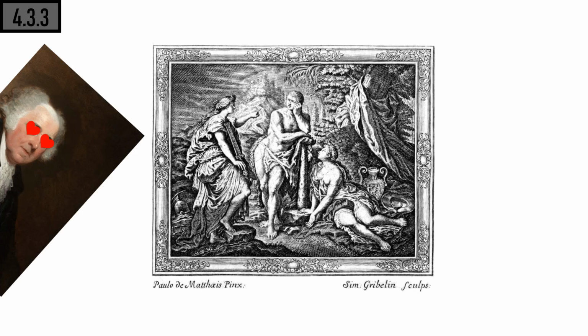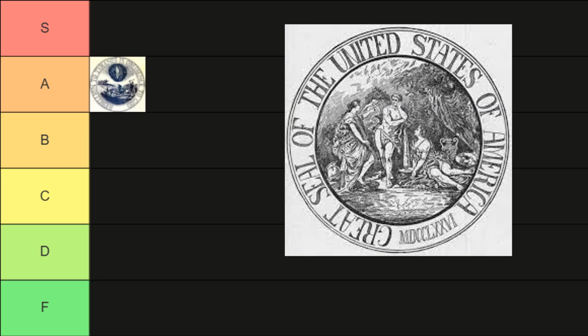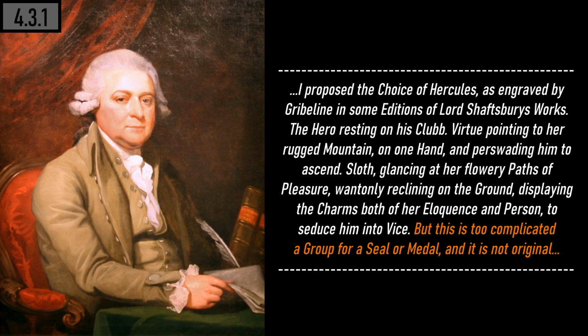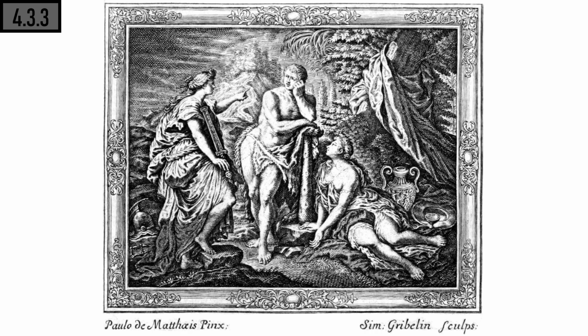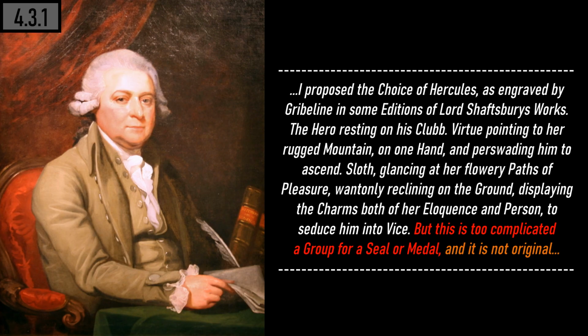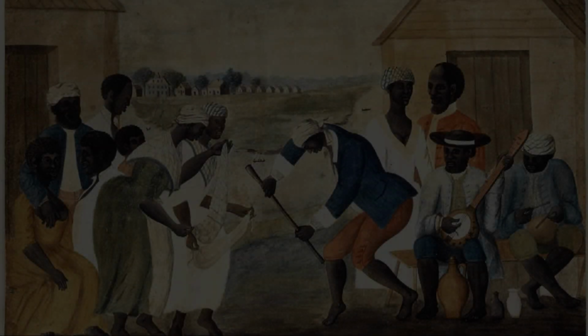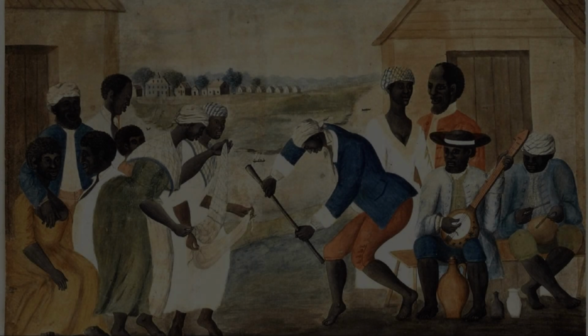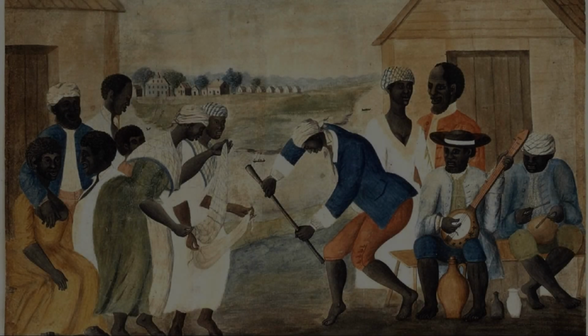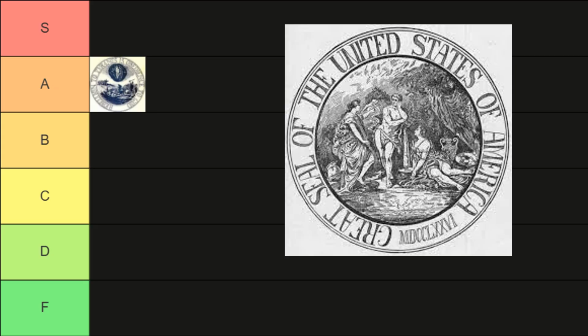Adams just really liked this picture, I guess. I contemplated putting this into F tier, and to be honest, I don't imagine that Adams would contest that either. He himself immediately admits it is both too complicated for a seal, and also not something that he came up with. But I think there is some wisdom in the idea that America would also be a young nation, which would eventually have to choose between a difficult morality or a convenient immorality. Because of that, I guess I'll let it sneak into D tier.